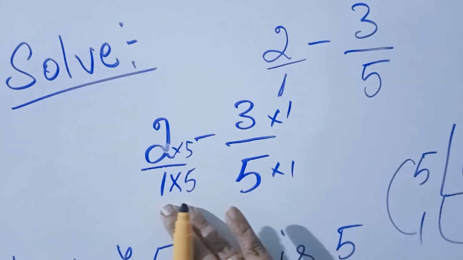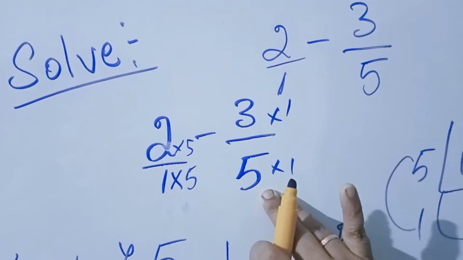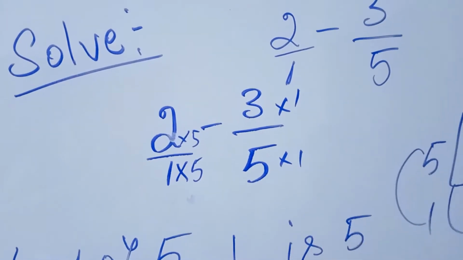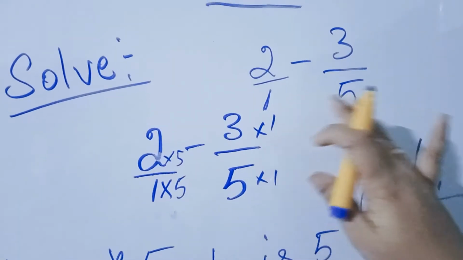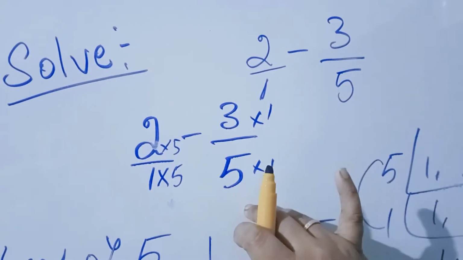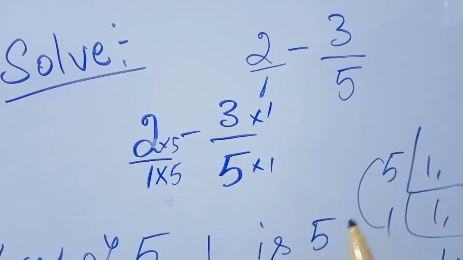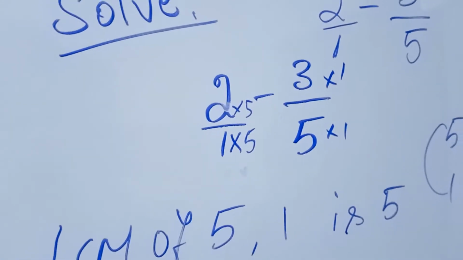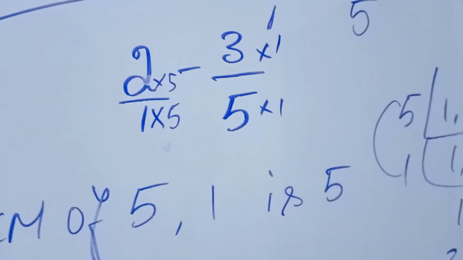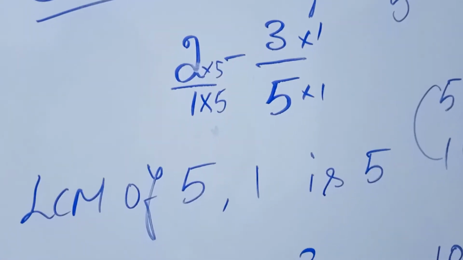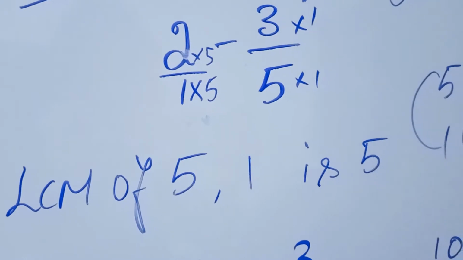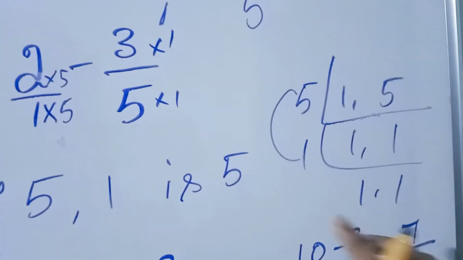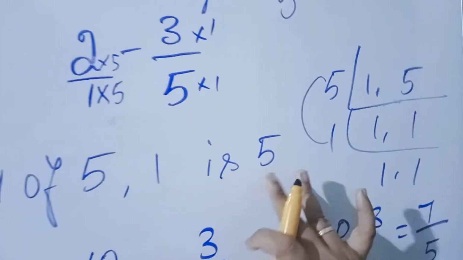If the denominator is the same, that is like fractions. If the denominator is different, that is unlike fractions. So here the denominator is different, so this is unlike fractions. First we have to change it to like fractions. For that we have to find the LCM. LCM you have studied in your lower class. So we can take the LCM of 5, 1. The LCM of 5, 1 is 5. So this is a method to take LCM.